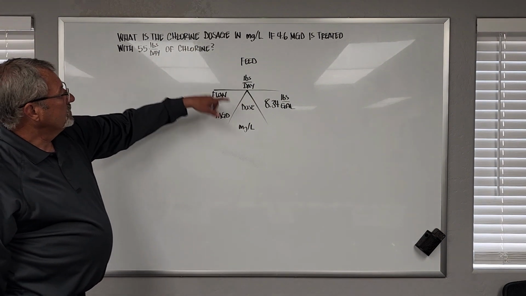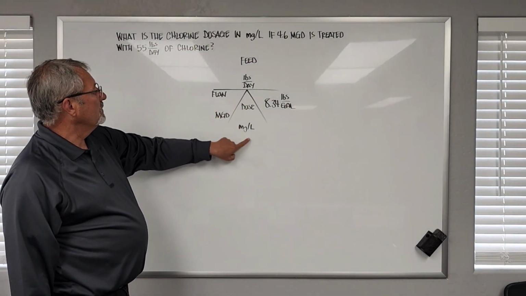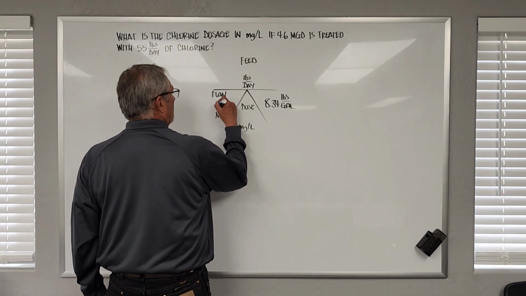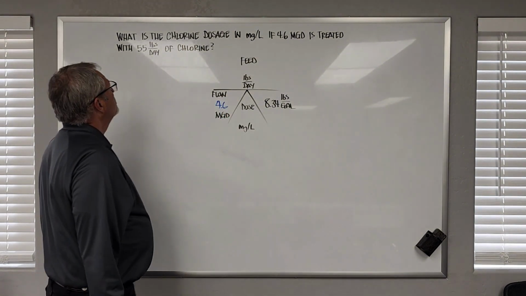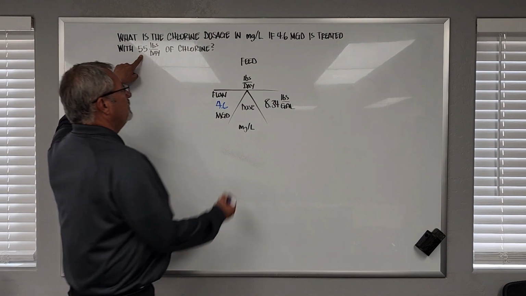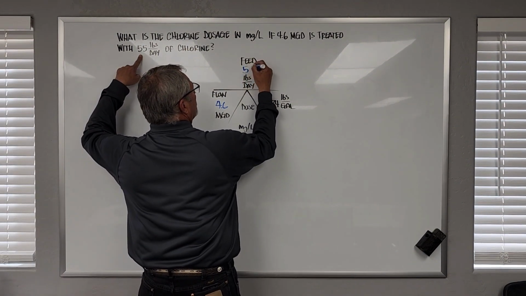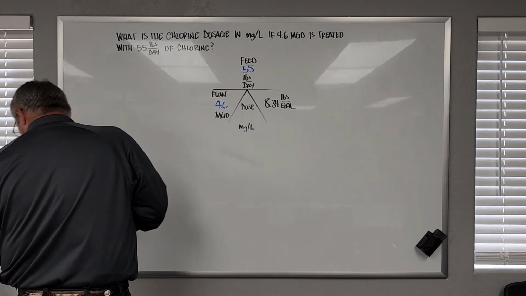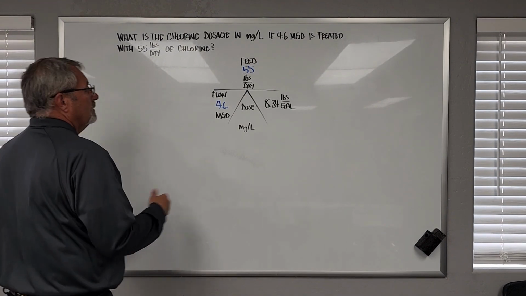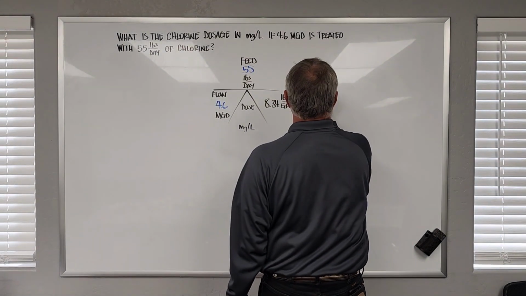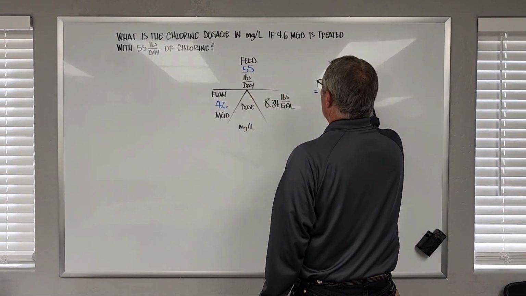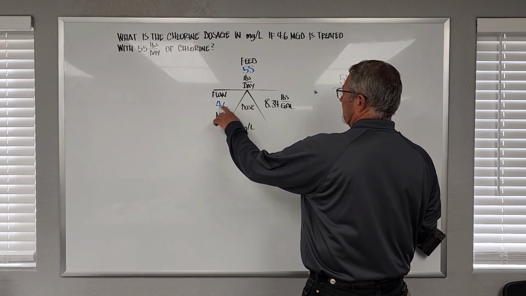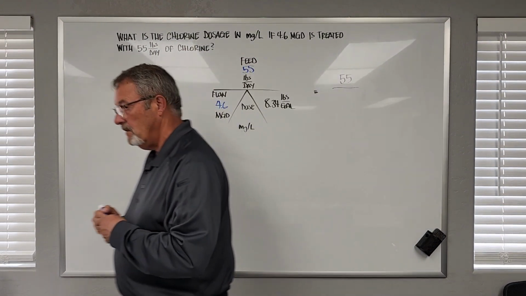What is the chlorine dosage? We're going to look for dose in milligrams per liter. If 4.6 mgd is treated with 55 pounds per day of chlorine, what I'm going to do is take that information and do 55 divided by 4.6 times 8.34.